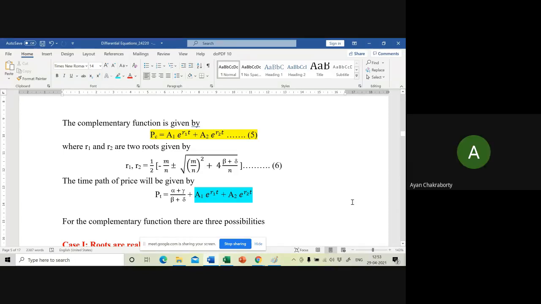Negative. Negative? Everybody negative? Yes, ma'am. Because in that case, we will have 1 by e to the power R1t, 1 by e to the power R2t.